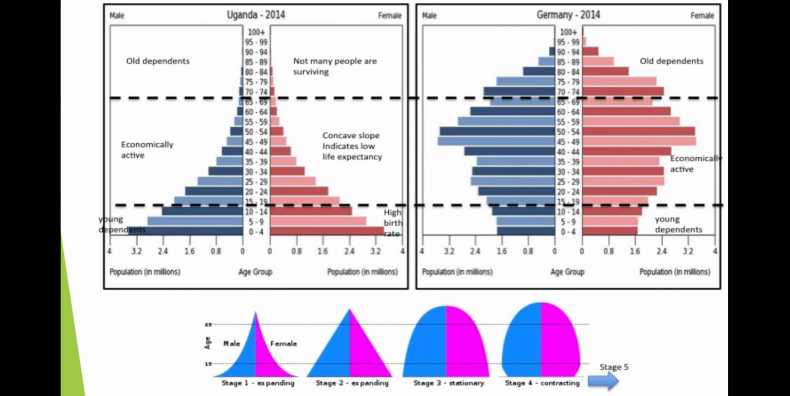So there are 4 different statistics in here. You might want to write down that a country like Uganda would be an example of a country with a high youth dependency ratio and a low elder dependency ratio. And a country like Germany would be an example of a country that has a high elder dependency ratio and a low youth dependency ratio.